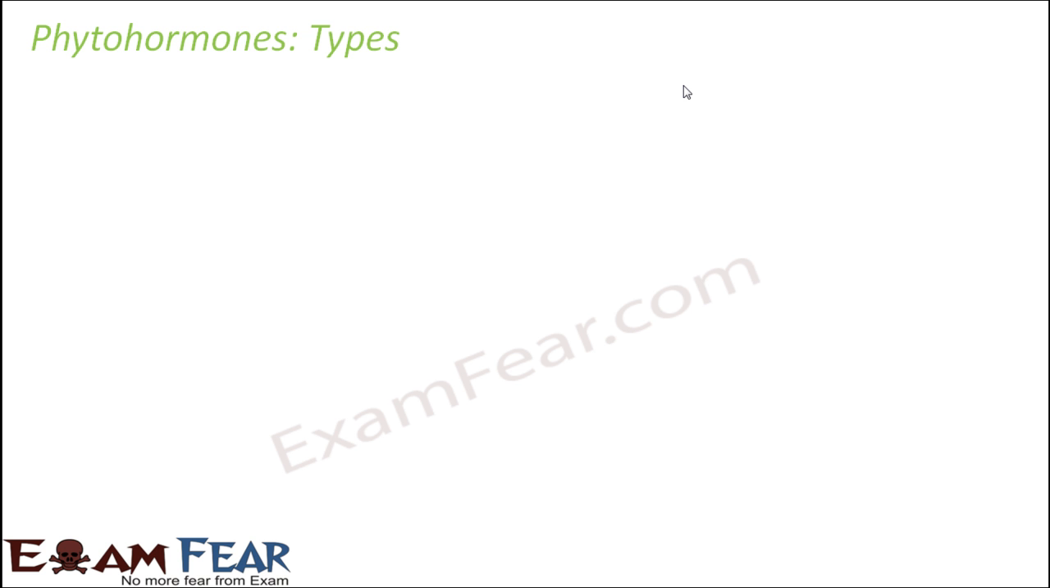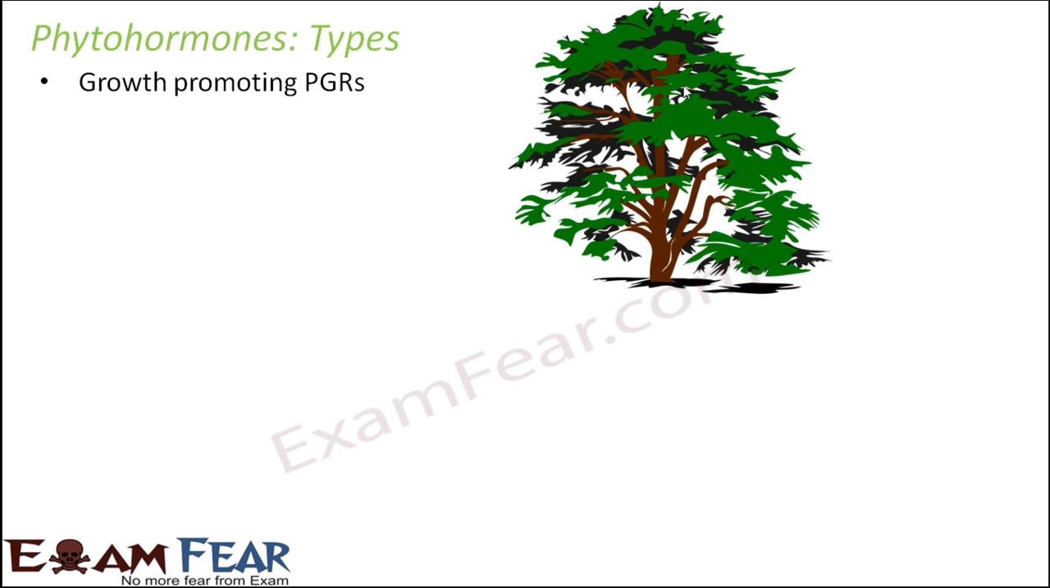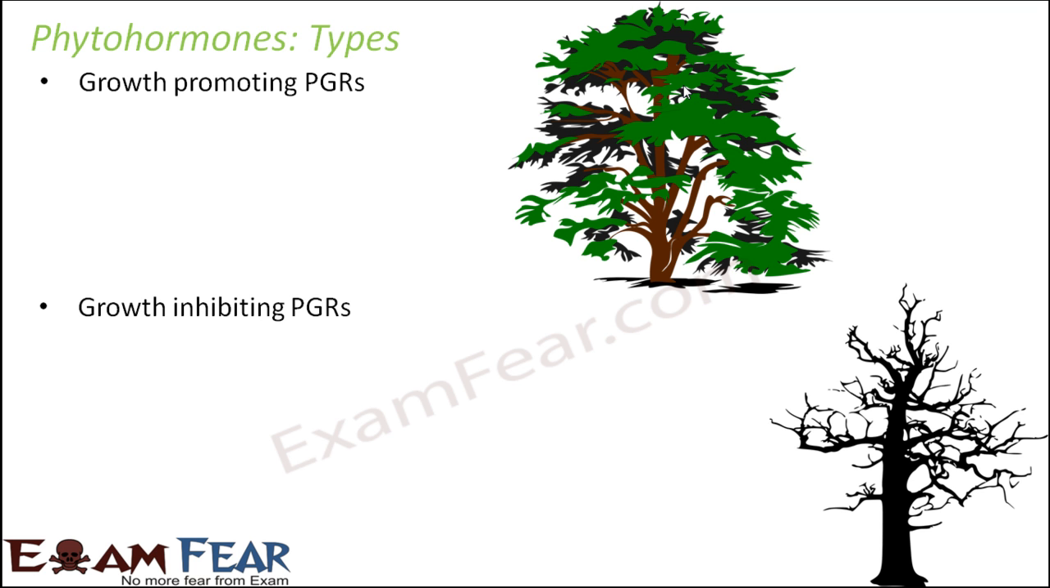So let us look at the types of plant hormones which are present. There are broadly two classes of plant hormones. One is growth promoting plant growth regulators and the other is growth inhibiting plant growth regulators. So plant growth regulators are often abbreviated as PGRs. So the name itself is sufficient to understand what they are. So one set of plant hormones help in promoting growth or help the plant to grow, whereas the other set of plant hormones stops it from growing. So it does not allow the plant to grow further. So these are the two broad classes of plant hormones.